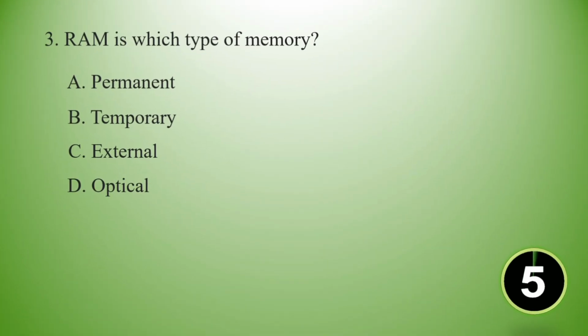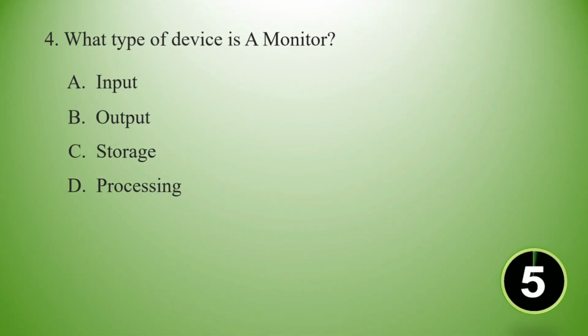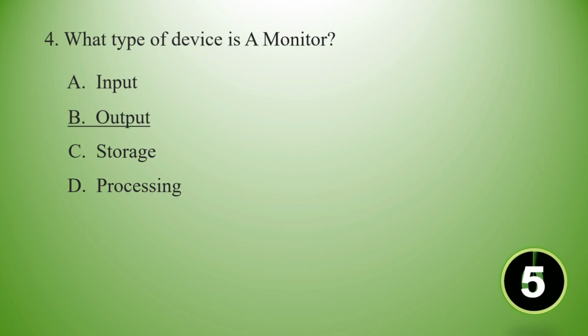Third question is, RAM is which type of memory? And the answer is temporary. Fourth question is, what type of device is a monitor? And the answer is output.